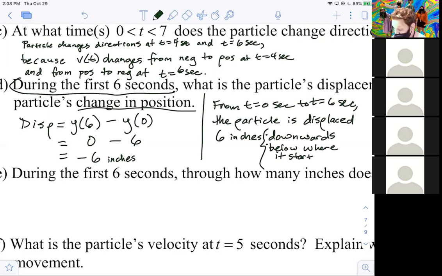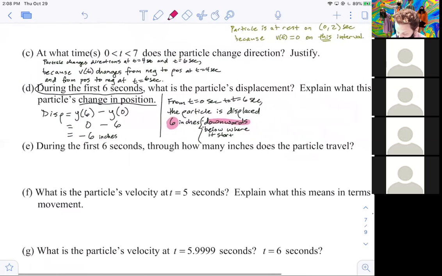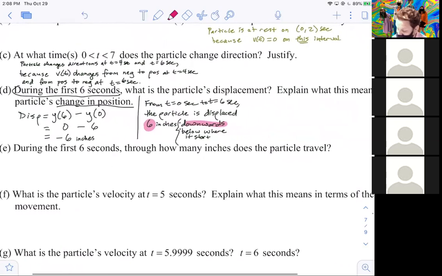Okay. So it's a vector. We have the magnitude and we have the direction. All right. During the first 6 seconds, through how many inches does the particle travel? Is that the same as displacement? No, it's not, right? So this is the one where we have to calculate the absolute values of the displacement between turning points, okay? Now, you don't have to show the setup for that. You could actually go up to the graph and look at it.